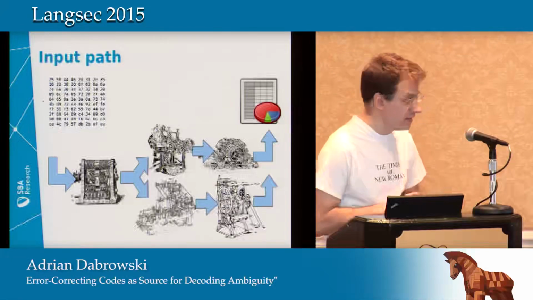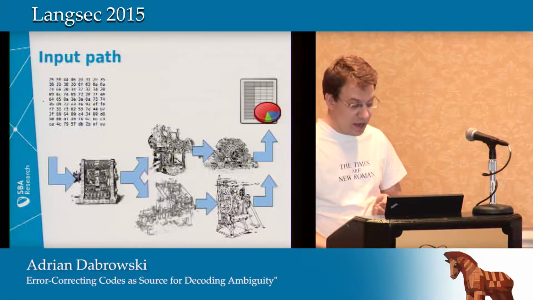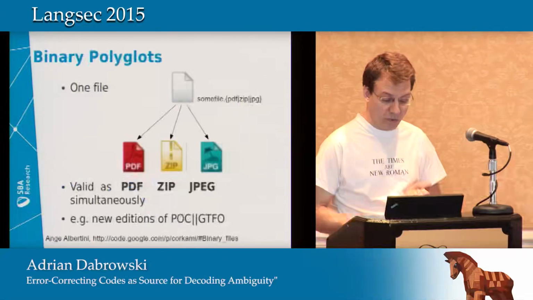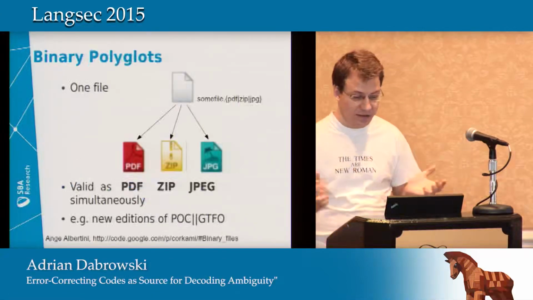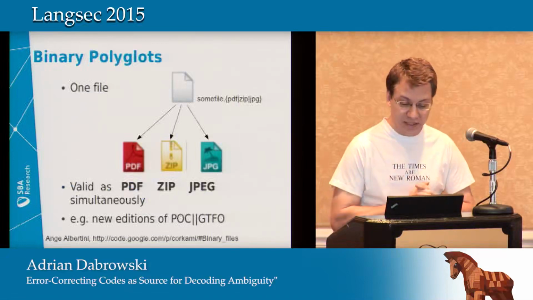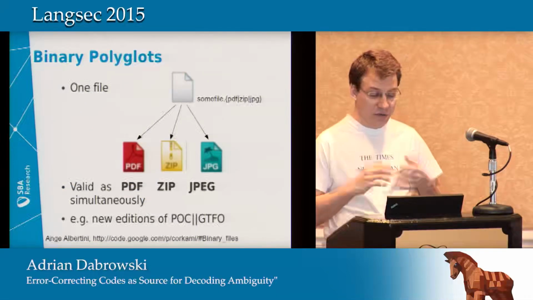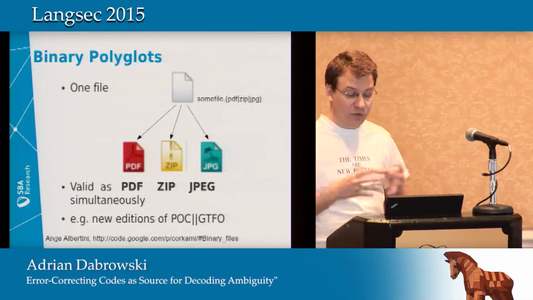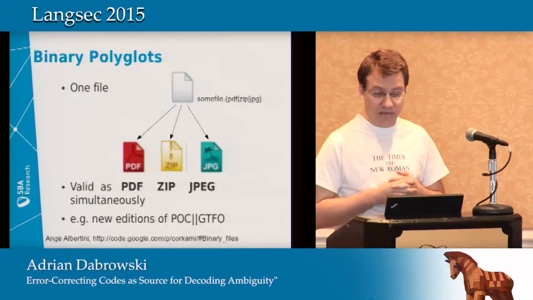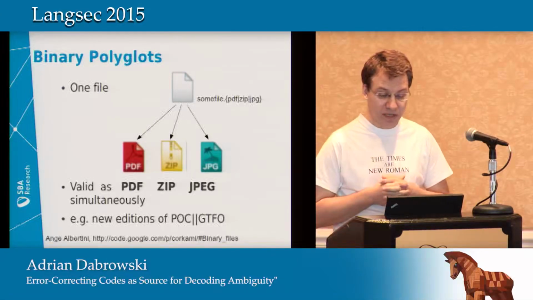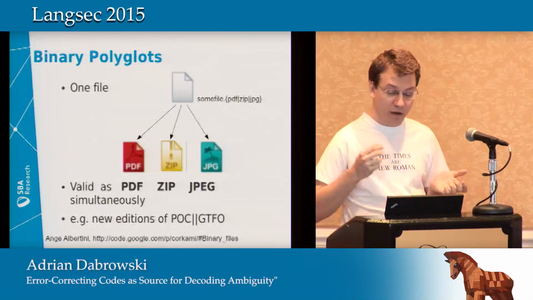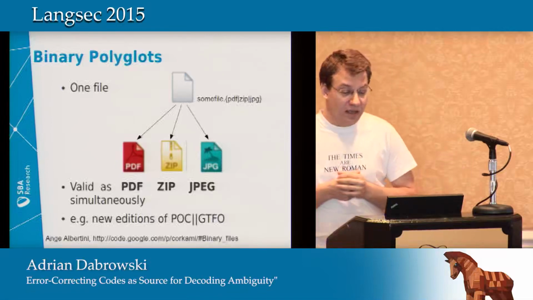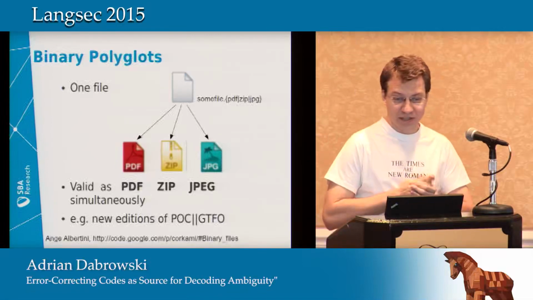So let's talk about the dissector a little bit more. We can play tricks with the dissector by building binary polyglots. There is this tremendous work from Ange Albertini that uses different file formats like PDF, zip, and JPEG and stuffs them together so that they're actually valid for all three file formats. And you can open it with different programs and it shows you different content. This already has security implications.